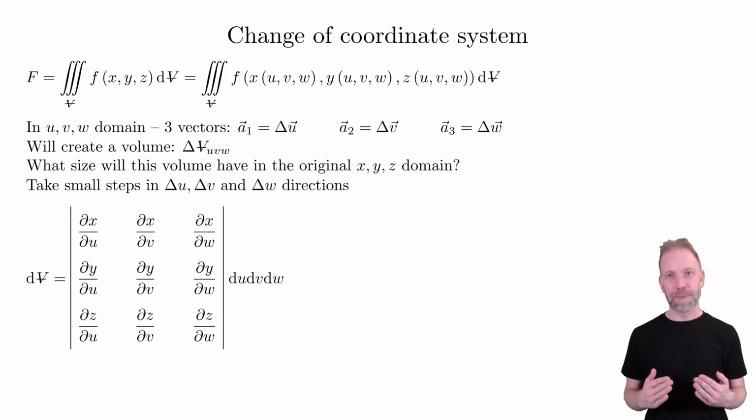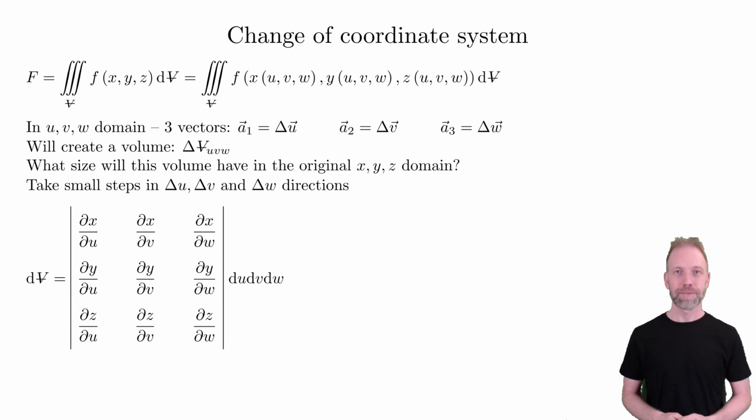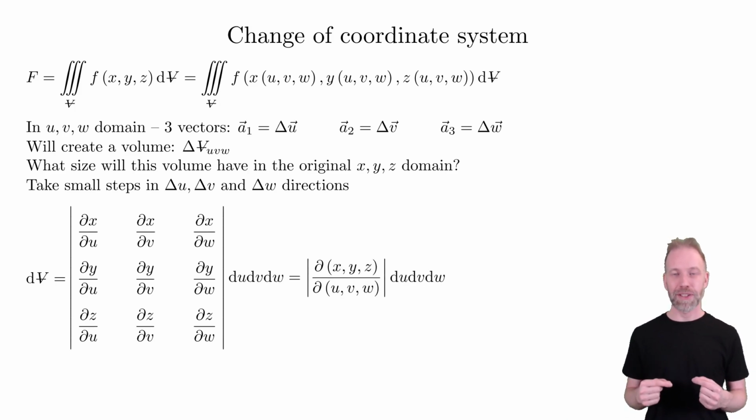This is the general expression for the volume element if you want to integrate using U, V, and W. The matrix we have is called the Jacobian matrix. It is commonly written using this shorter form.